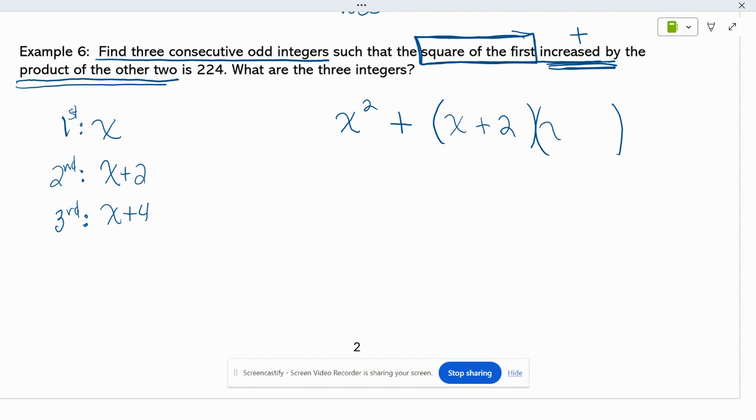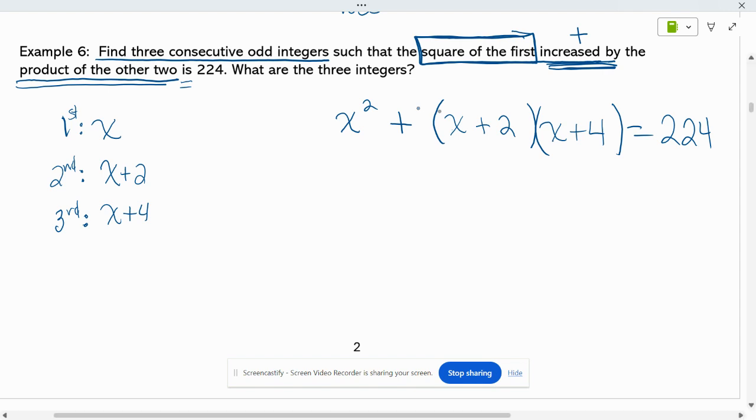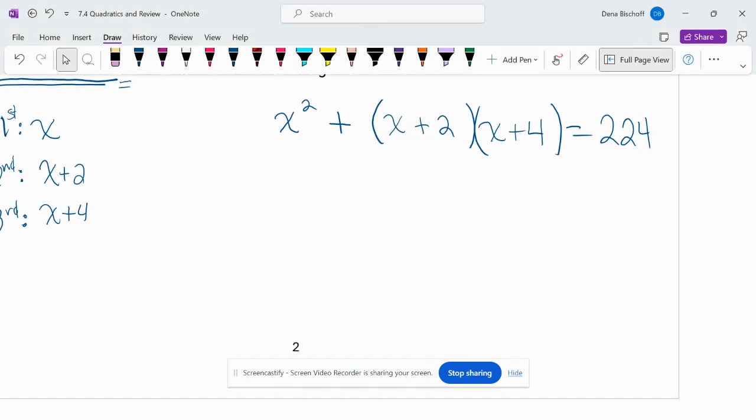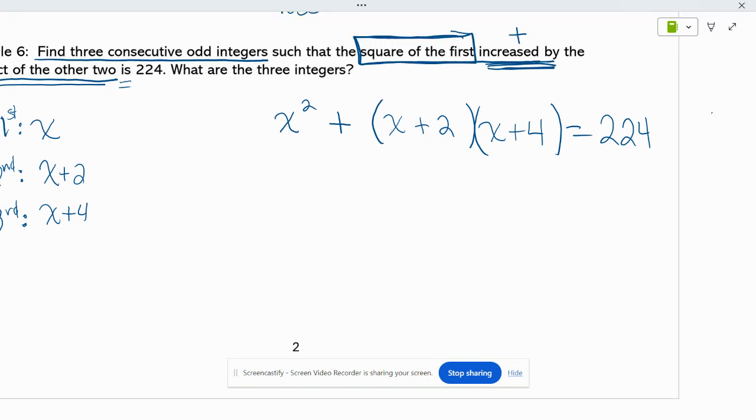Yeah, and we have to multiply those together. And it says this is 224. So the hard part is being able to glean out what the equation is going to be, right? Do you guys feel like if you had a word problem like this, but you had multiple choice equations, you could pick the right one?